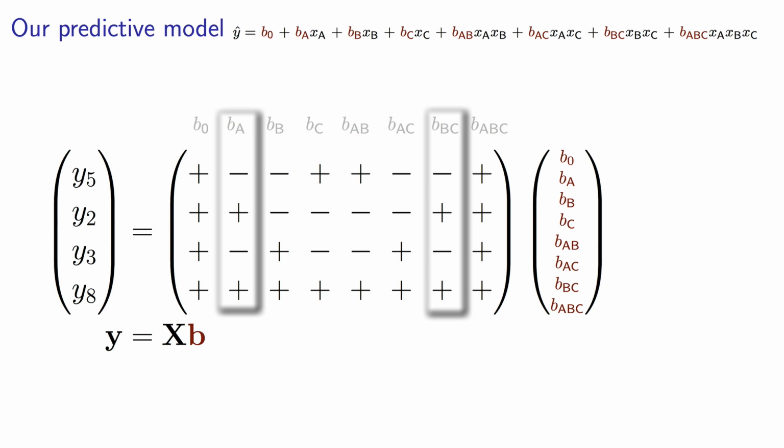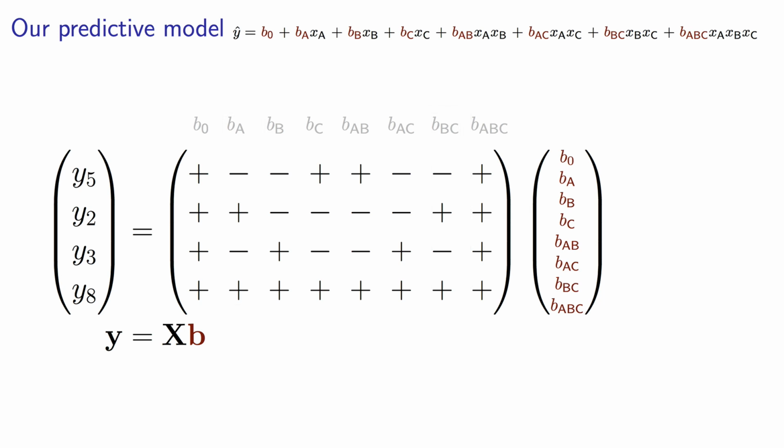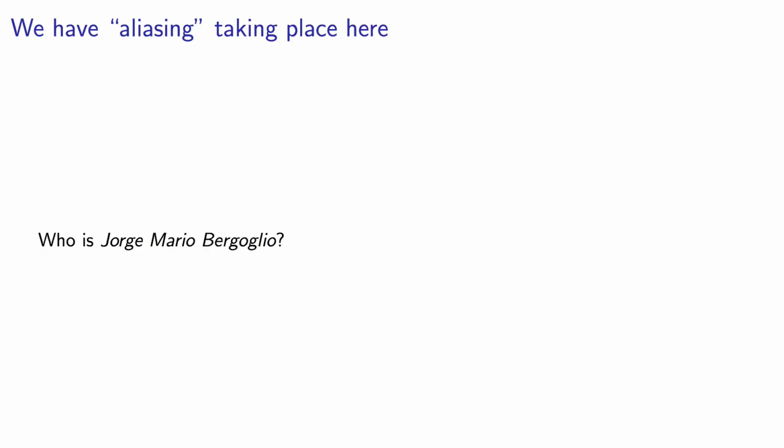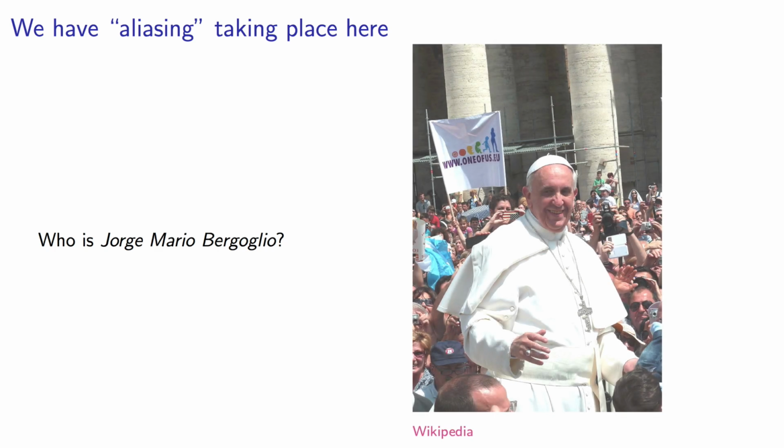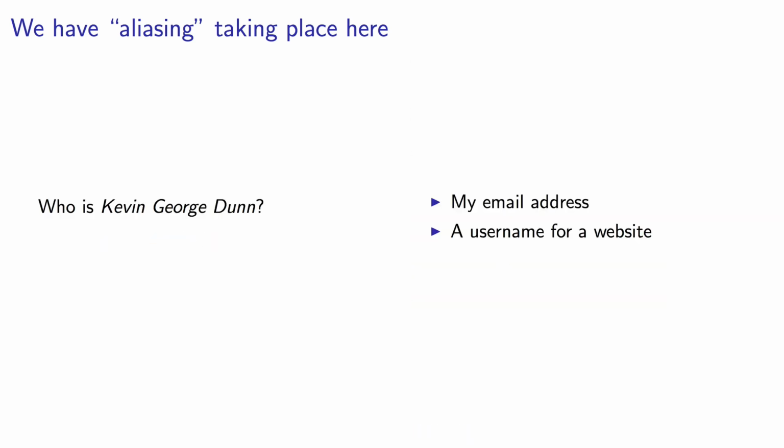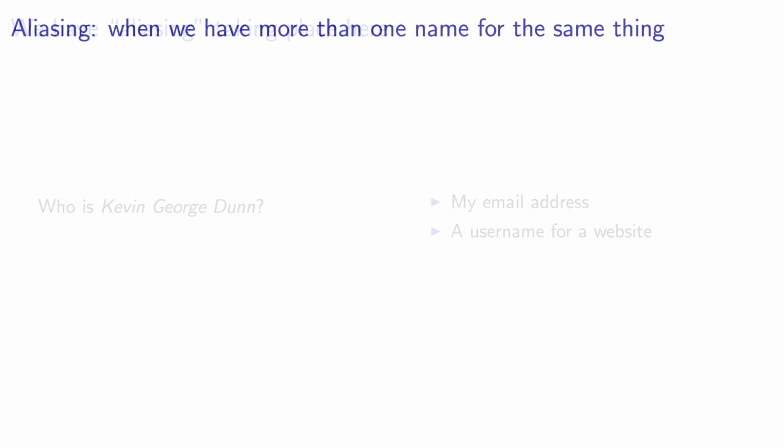We use the word alias to describe the situation. Now you may be familiar with the word alias as used in the English language. For example, if I asked you, who is Jorge Mario Bergoglio? You may not necessarily know, but you do know his alias, Pope Francis. We all have aliases. In the real world, my family and friends know me by my full name, Kevin George Dunn. But online, my alias is my email address or my username for a website. So an alias simply means we have another name for something else.